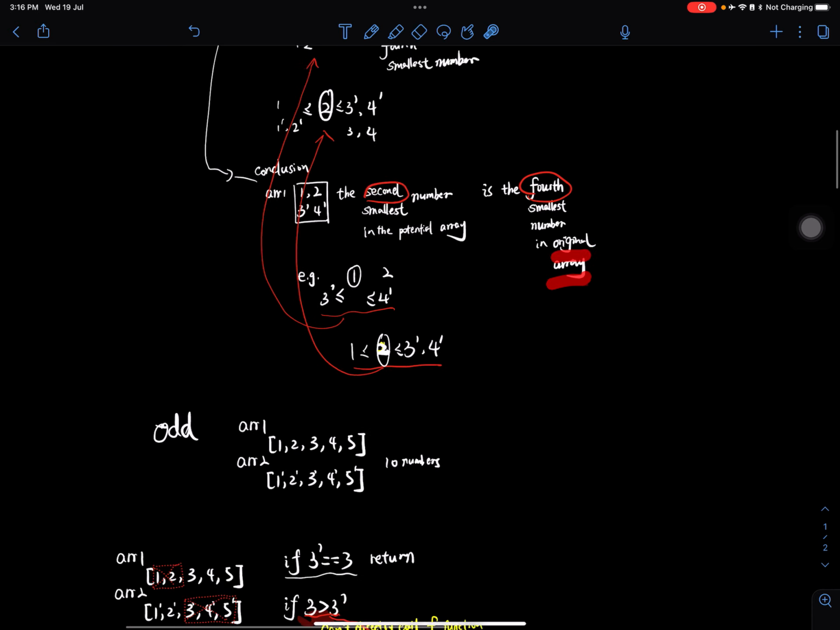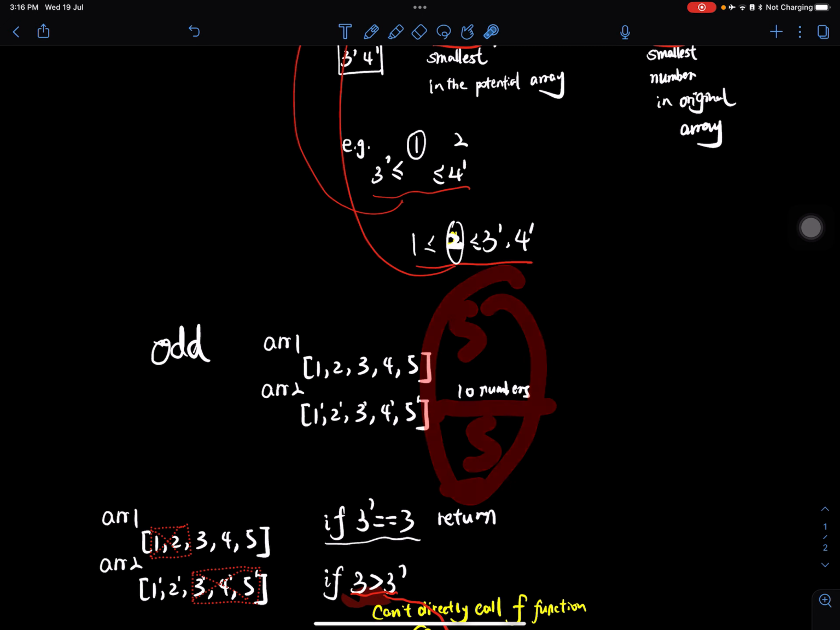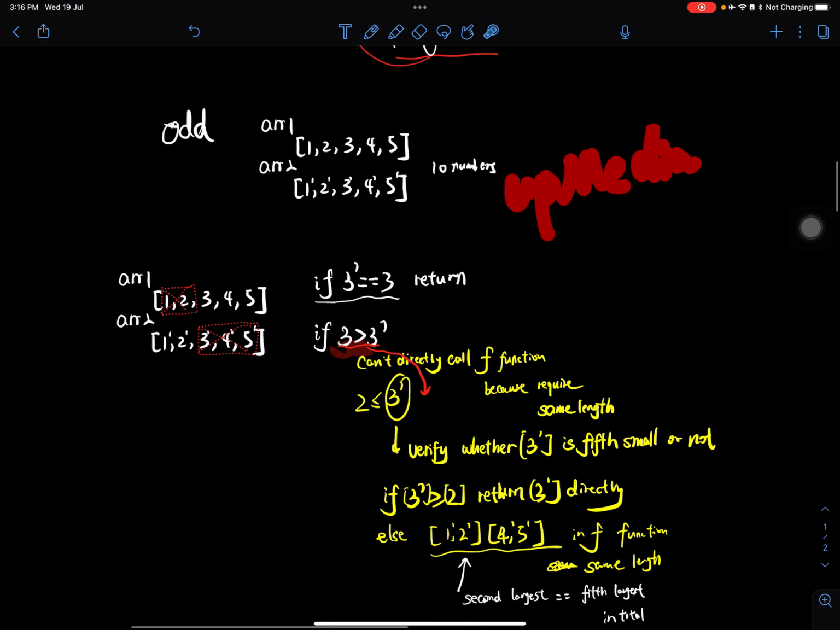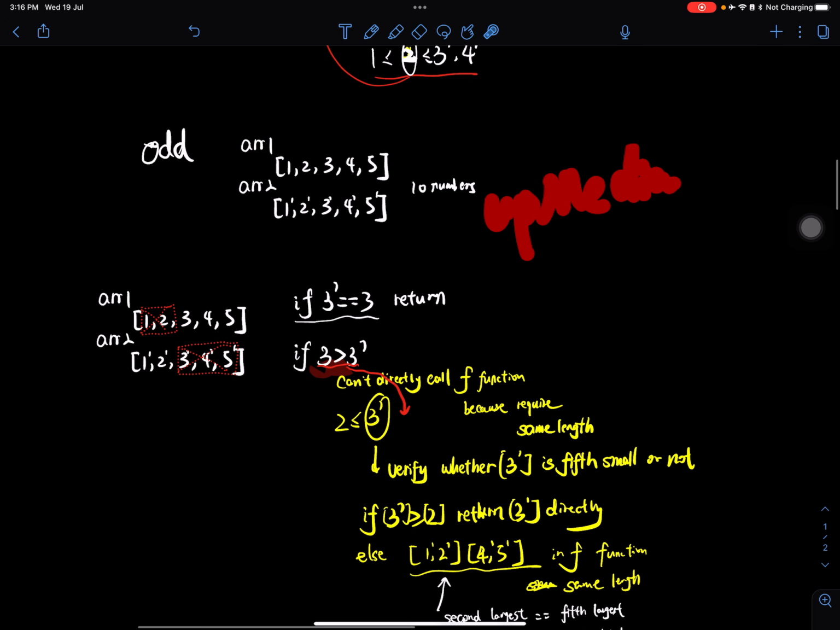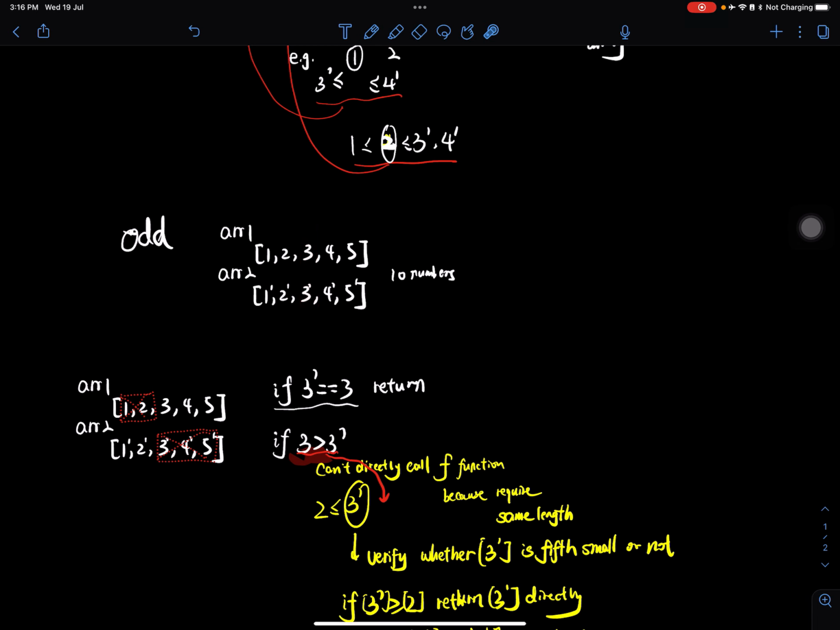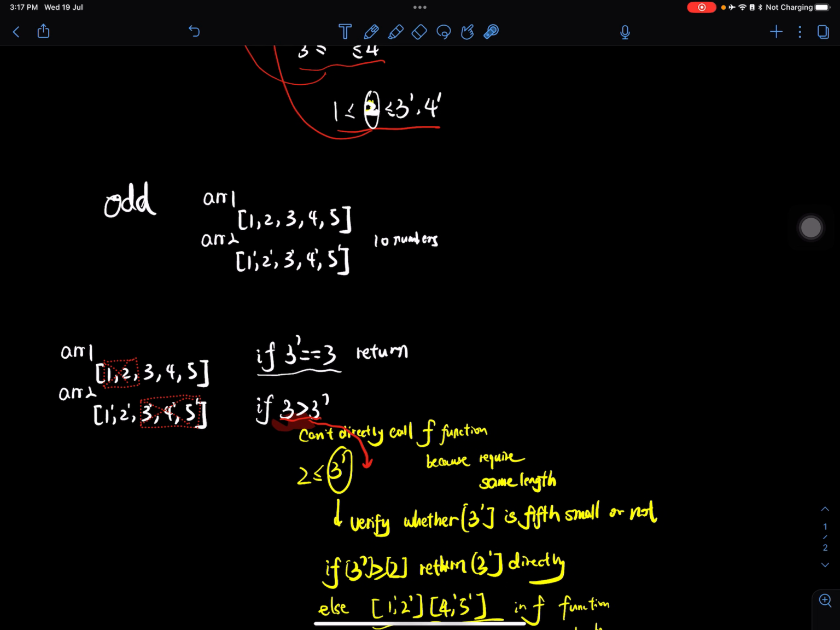So how about the odd number? For example, this is 5, so the total is 10. We're trying to find the upper median, the f function, right? For this case, similarly, we check the median one, the upper median 3, the value of 3 and the value of 3 prime. If it's equal, then return. If 3 is greater than 3 prime, then we cannot directly call the f function because it requires the same length.